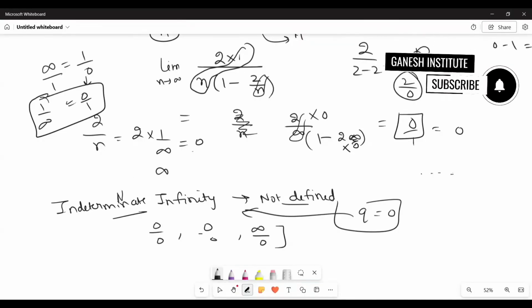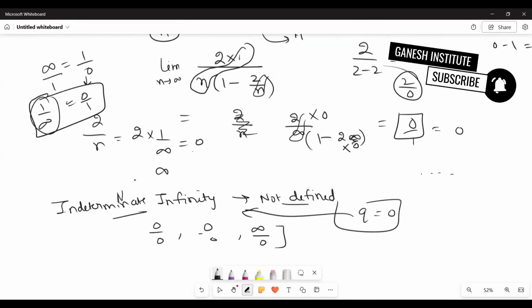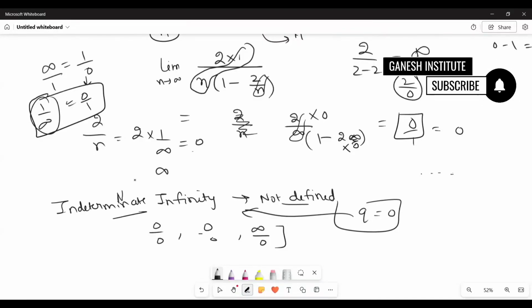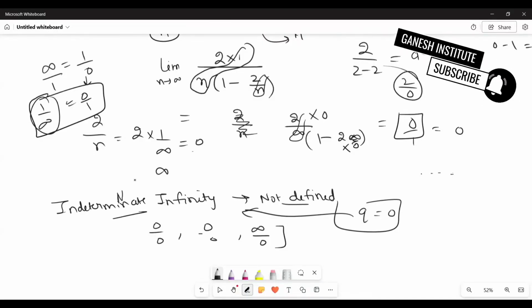So for that, you have to make 1 by infinity so as to get 0, a rational number. 0 I don't want in the denominator, but in numerator form. Is this fine? Yes.